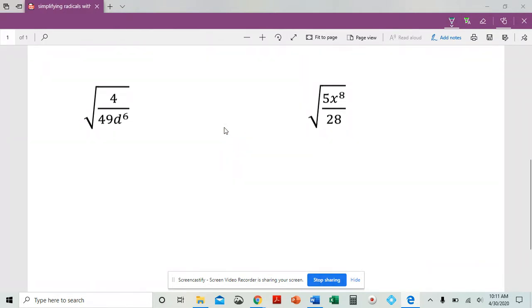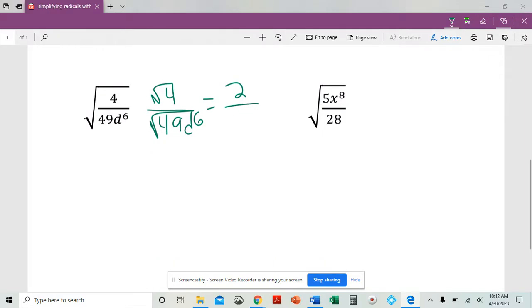Now let's look at a few examples that have some variables in them, because inevitably we're going to be dealing with those, right? So the same thing, we're going to rewrite this. Square root of 4 over the square root of 49e to the 6th. All right, so we know what the square root of 4 is. We know the square root of 4 is 2.